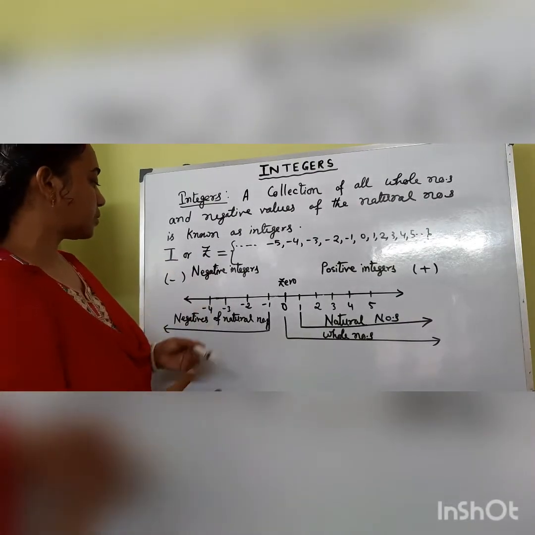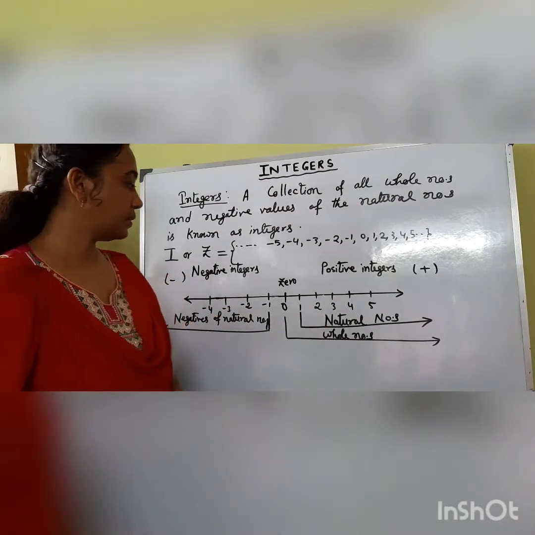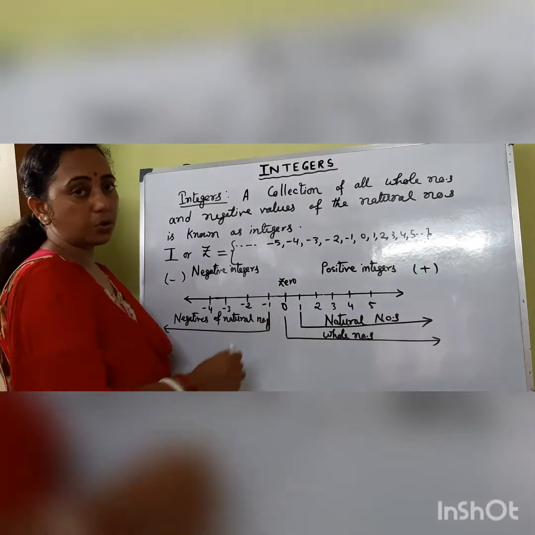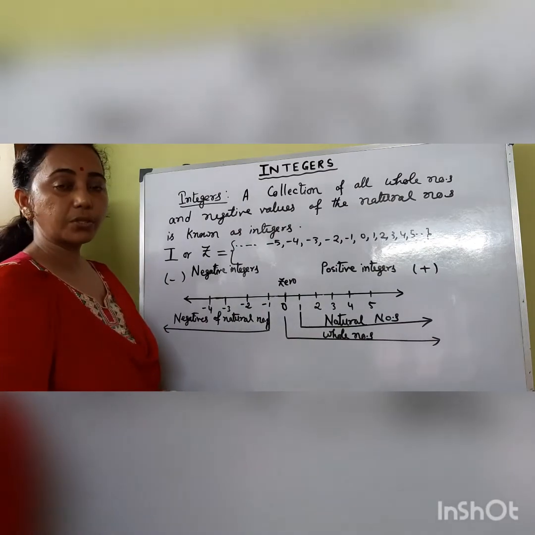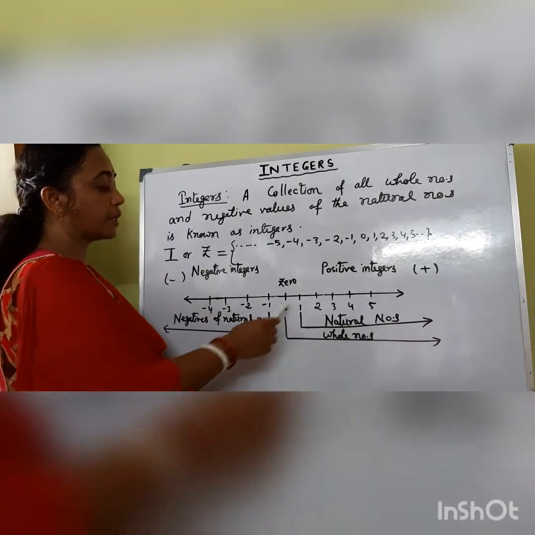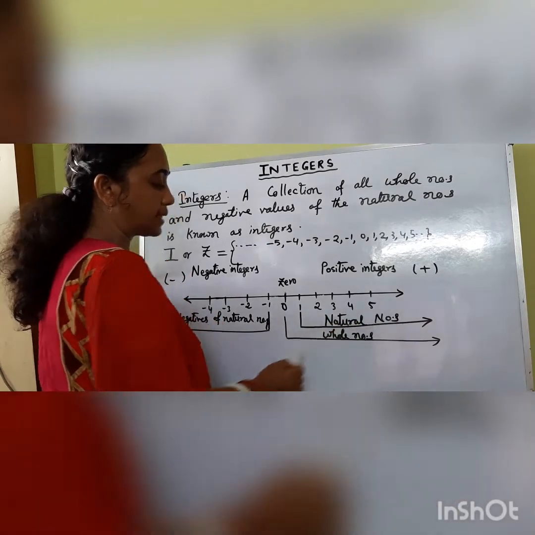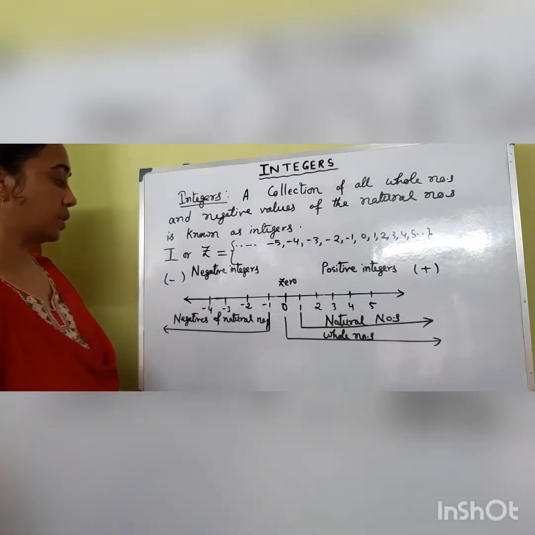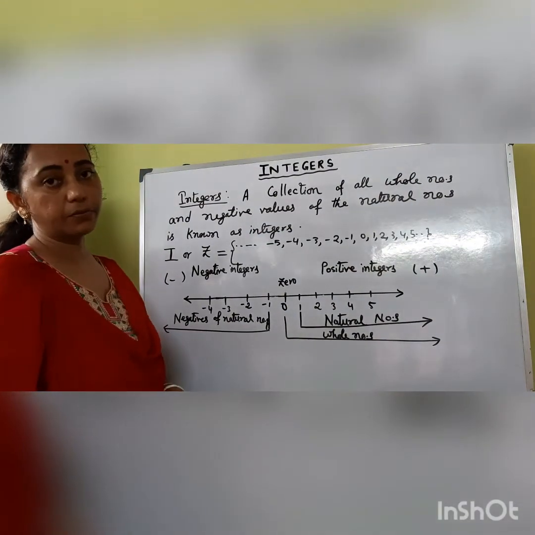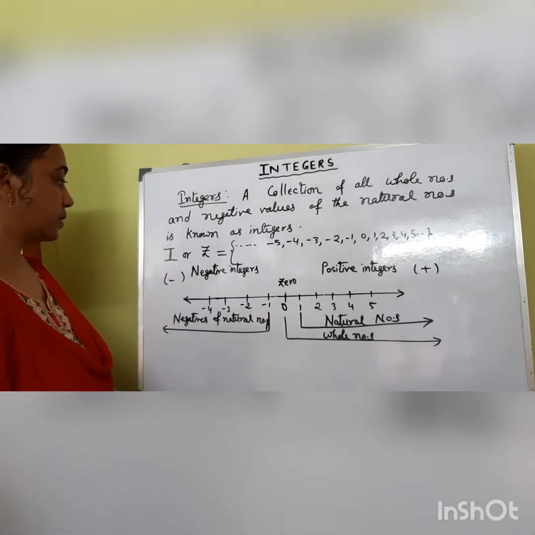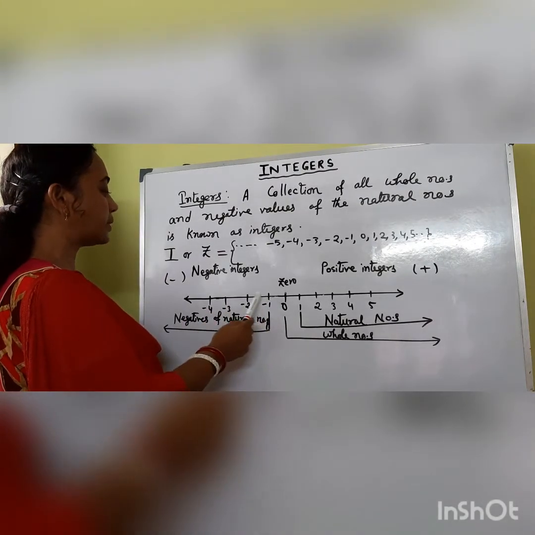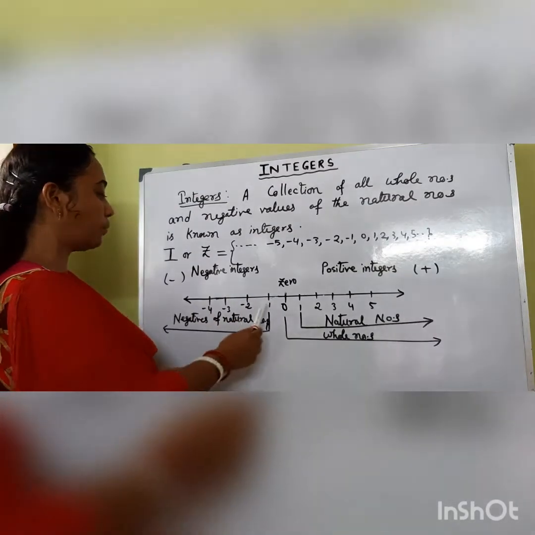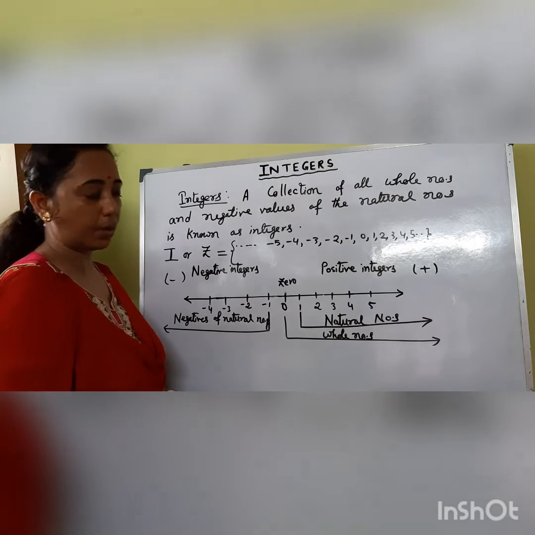So, integers are also represented on the number line. You can see it shown here. In the middle, the number 0 is there, which is also an integer, which is neither positive nor negative. After that, 1, 2, 3, 4, 5, which are also known as natural numbers. Also, we call them positive integers. So, the numbers to the right of 0 are called positive integers. And on the left side of 0, the numbers are -1, -2, -3. These numbers are called negative integers, or we can also say negatives of natural numbers.